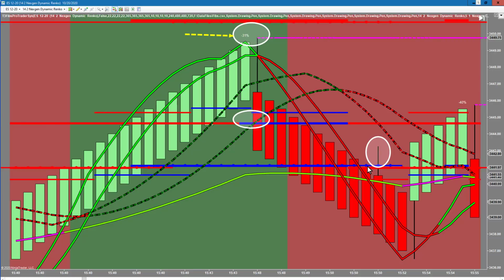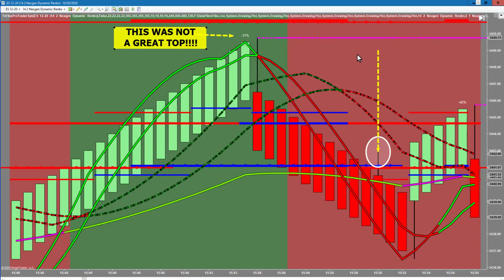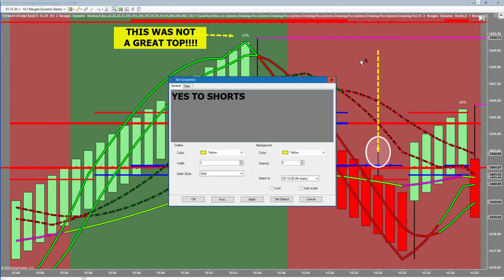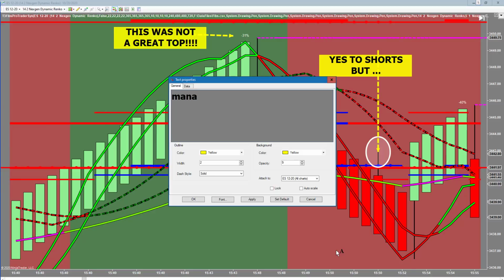Does everybody see where I'm pointing right here? You're going to take this short trade 100% guaranteed, because you're like, yay, it's a top. And again, when you start thinking along the lines of this was not a great top, what you're going to end up with is yes to shorts, but, right, you may have to manage your position.